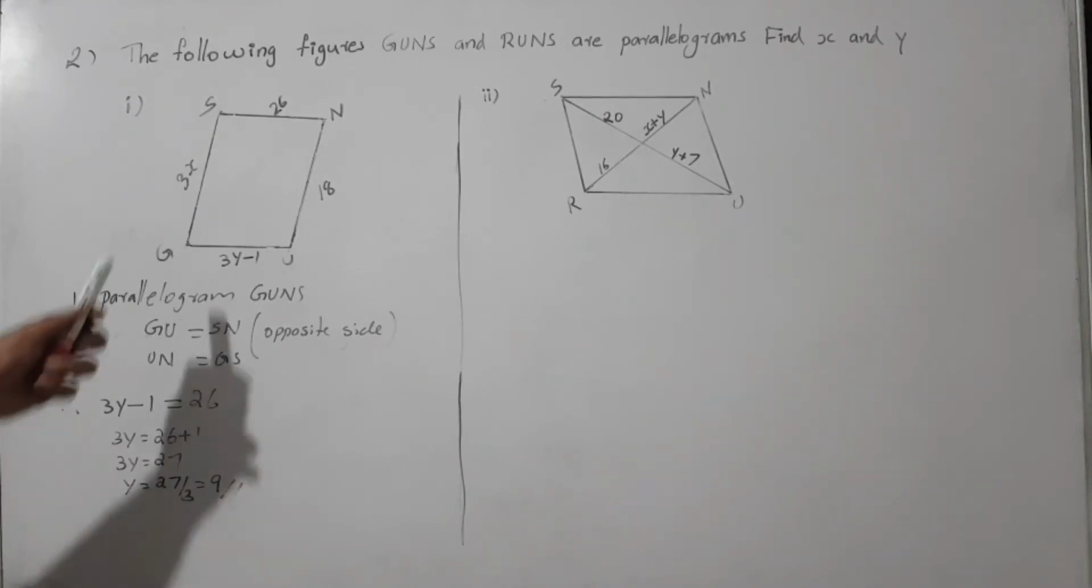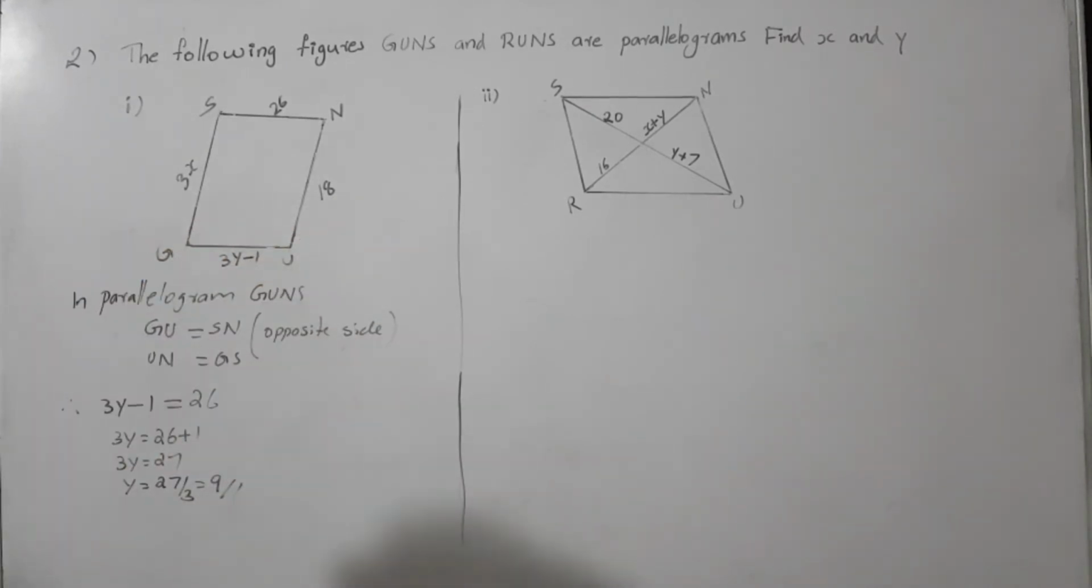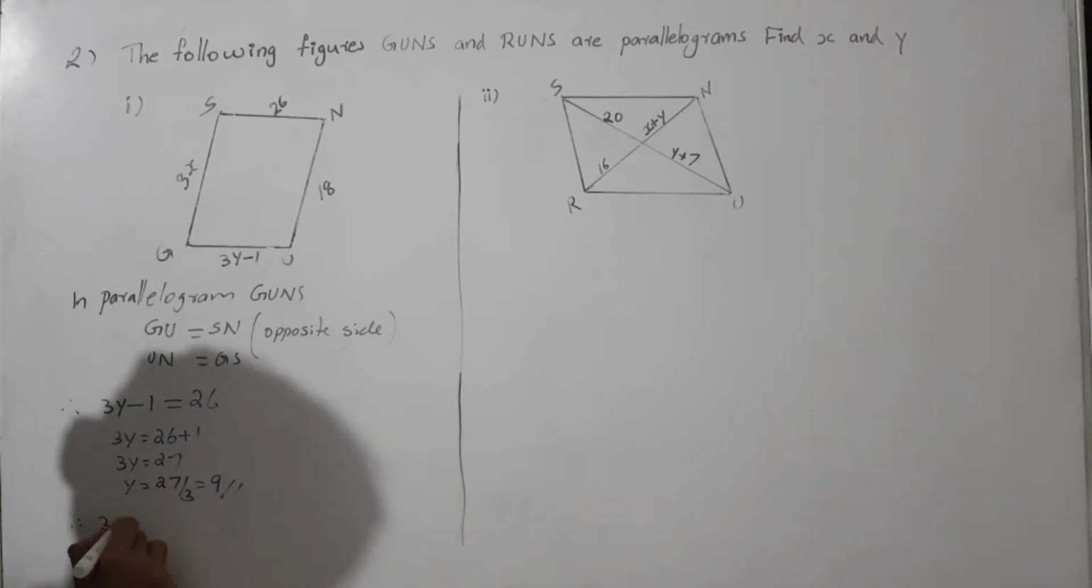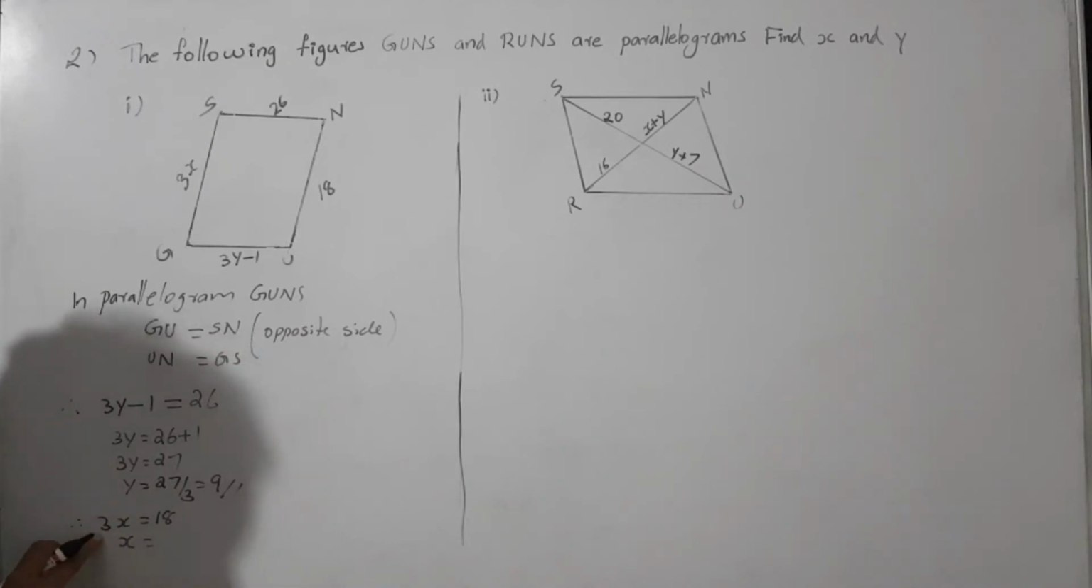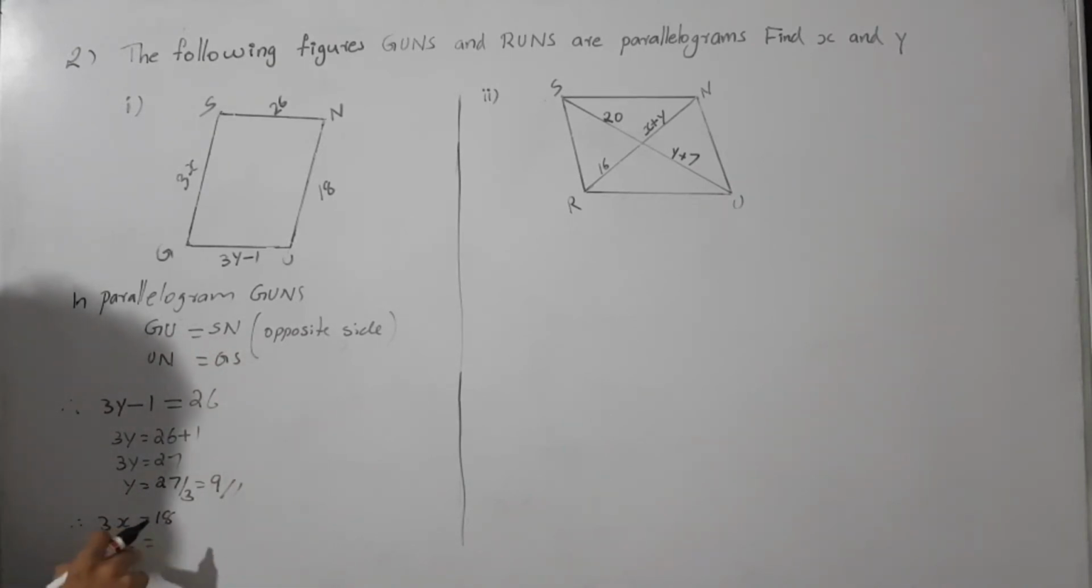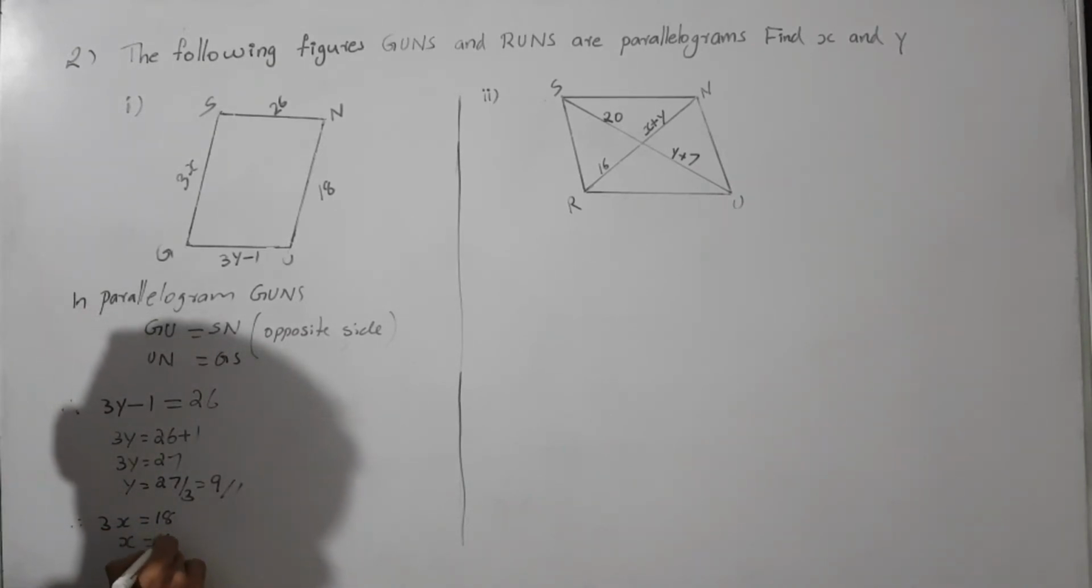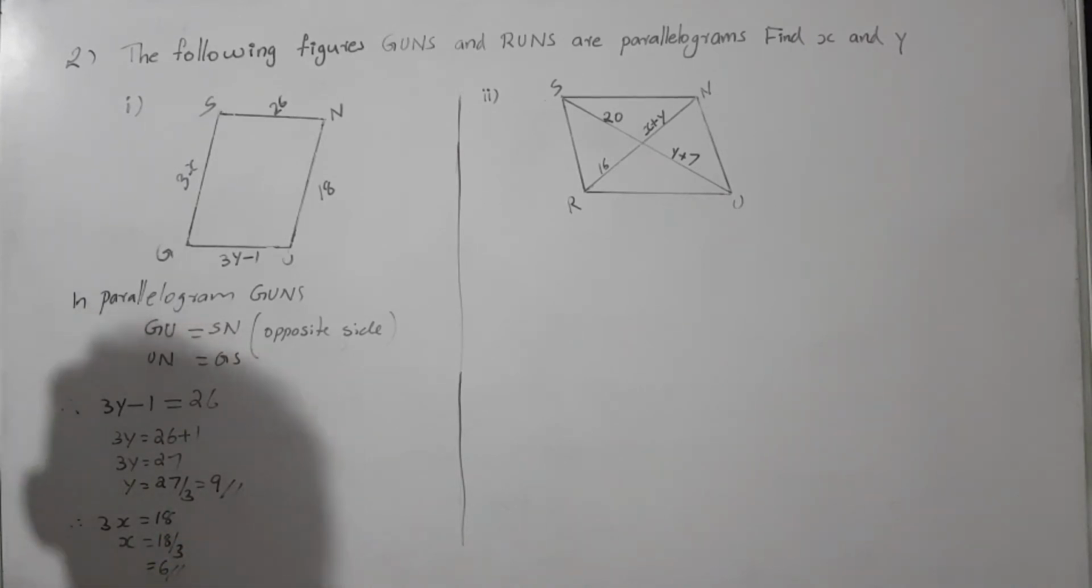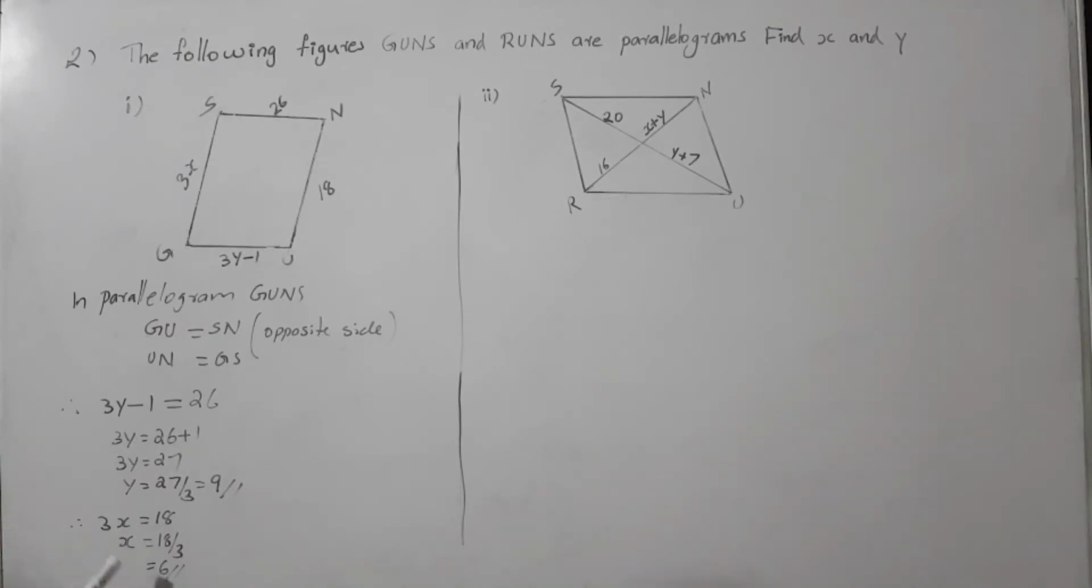So next we take 3x is equal to 18. Therefore x is equal to, we transpose 3 to the side of 18. Then what do you get? 18 by 3 is equal to 6. So here in the first question, what is the value of x? The value of x is equal to 6 and the value of y is equal to 9.